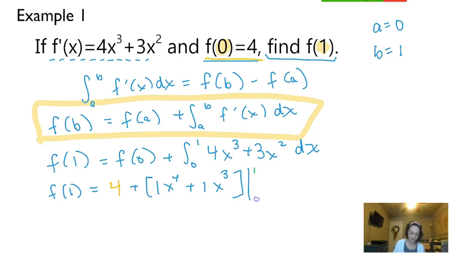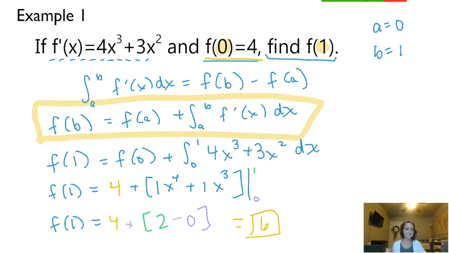All right, so we've got f of 1 equals 4 plus, now if I plug in 1, I get 1 plus 1, so 2, minus, if I plug in 0, I get 0 plus 0, so that would be 0. So I'm getting 4 plus 2 minus 0, so my final answer is 6.